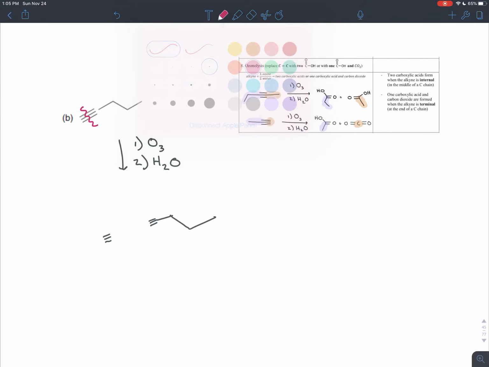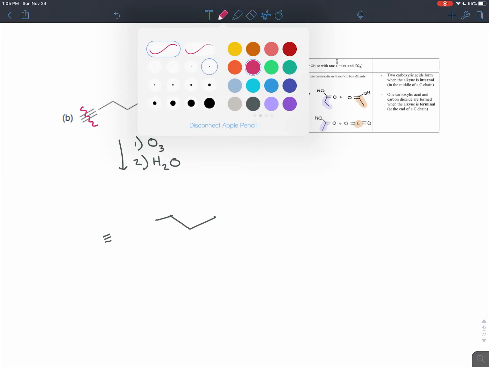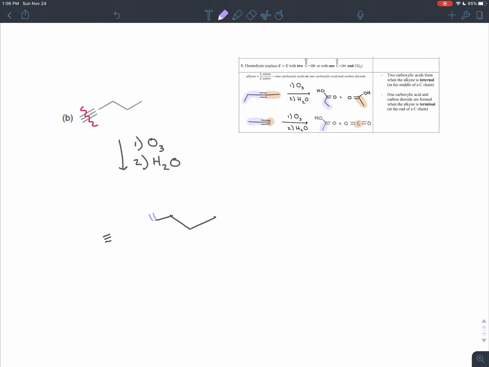So that's what we get if we break apart that alkyne, just drawing the two pieces separately. The piece on the right will look familiar. We erase the triple bond and we draw in the carboxylic acid. Double bond to oxygen, single bond to OH. So that's the product that we get from that chain.